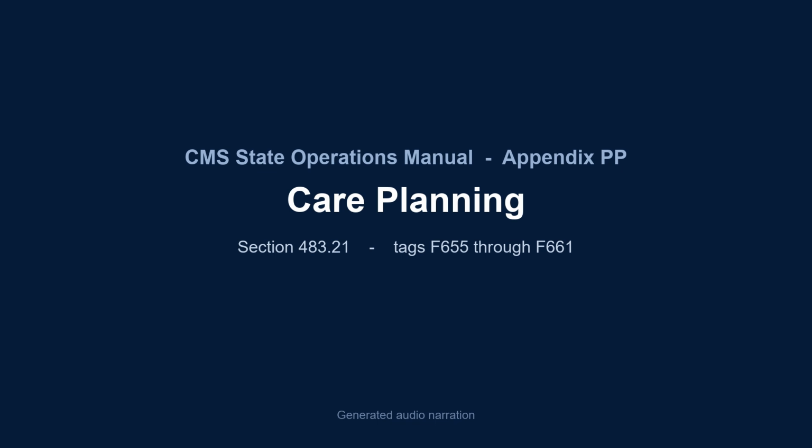Tag F661. Section 483.21(c)(2), Discharge Summary. When the facility anticipates discharge, a resident must have a discharge summary that includes, but is not limited to, the following. (i) A recapitulation of the resident's stay that includes, but is not limited to, diagnosis, course of illness/treatment or therapy, and pertinent lab, radiology, and consultation results.